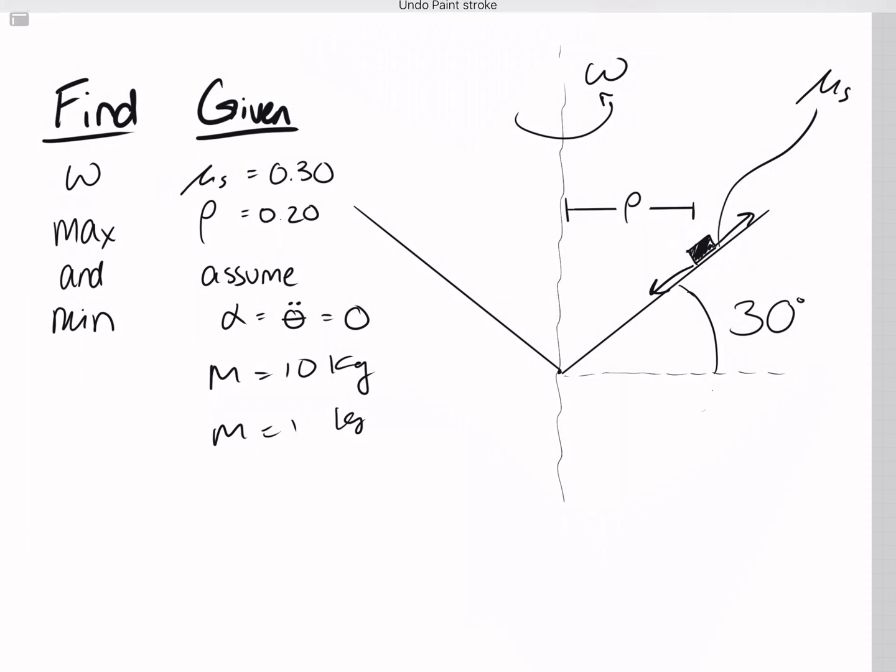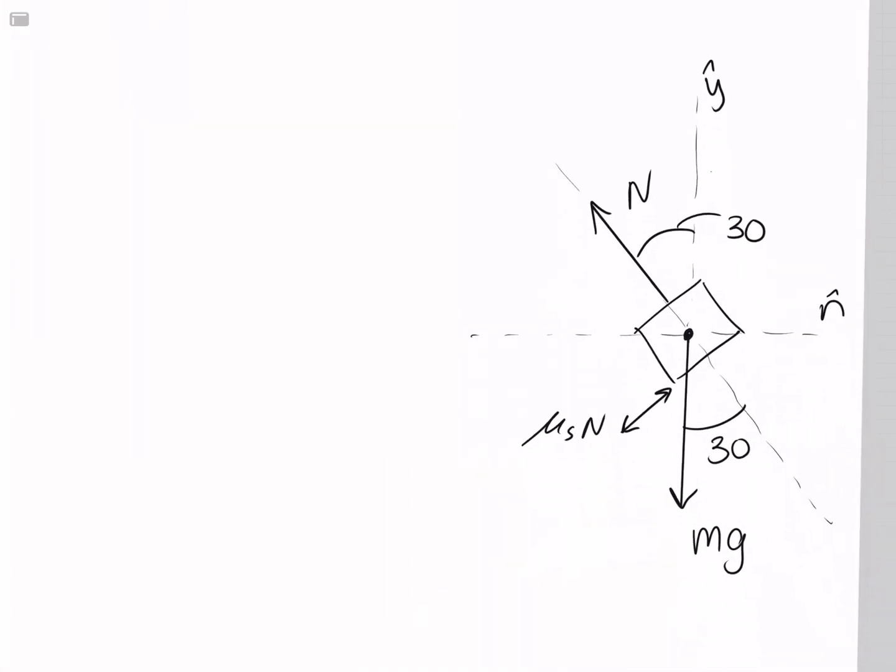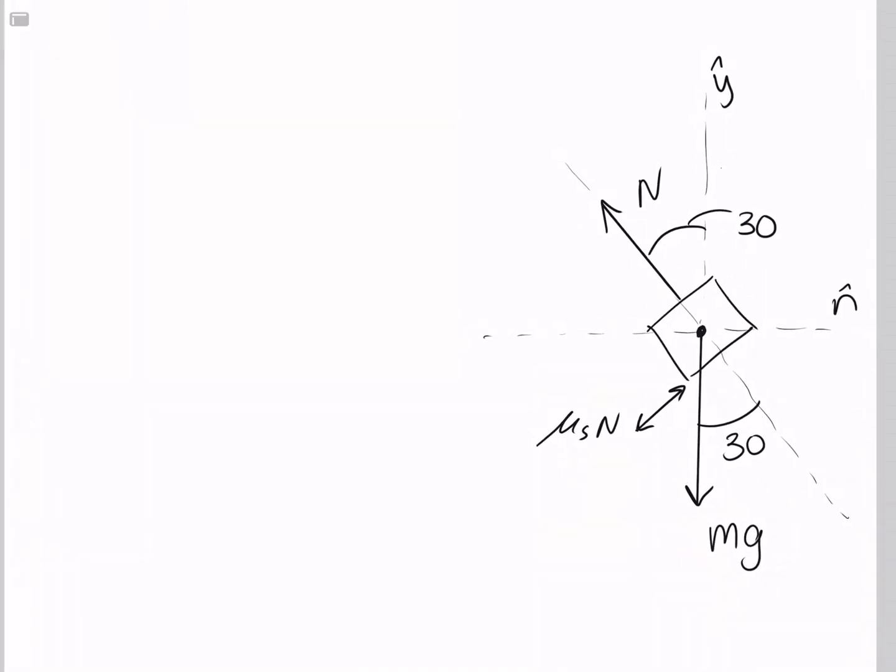For this problem, we're looking for an omega that is in a range, so a max and a min that keeps this particle in place. The minimum omega will keep it barely from sliding down. If it were to be any slower, the particle would slide down. The maximum omega is where if it were to go above that at all, that particle would slide up.